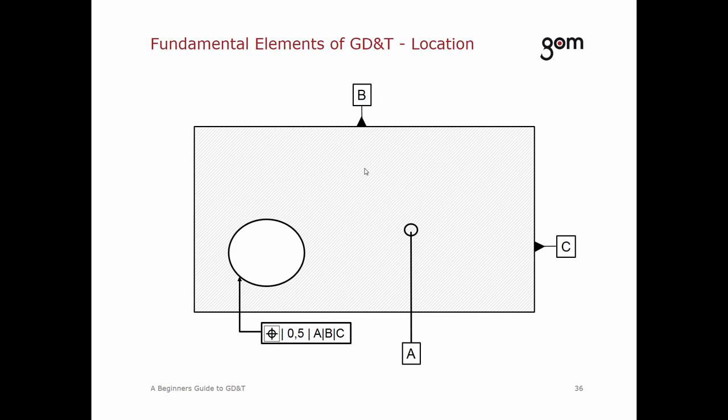So what we need to determine the position of the cylinder is the nominal information of the position. That means we need the nominal distance from the cylinder towards the datum elements. So these distances are called theoretical exact dimensions or also true positions. And you can find this, of course, on the drawing.